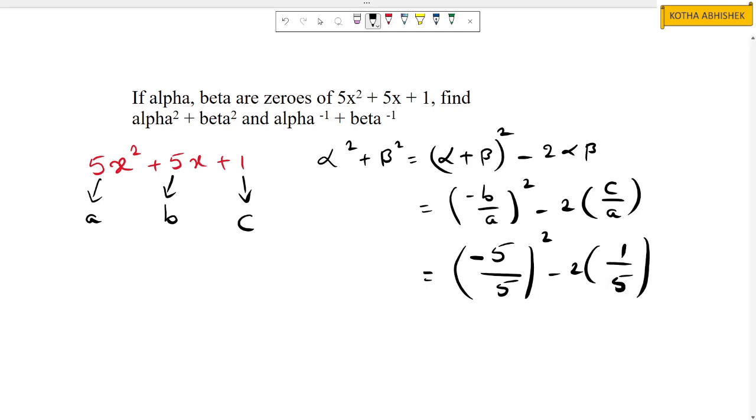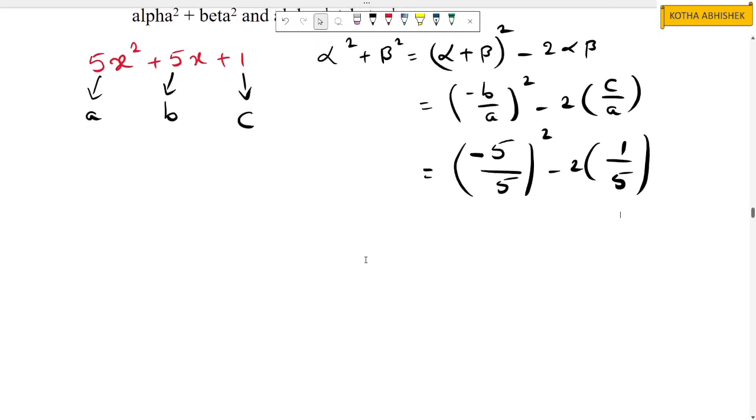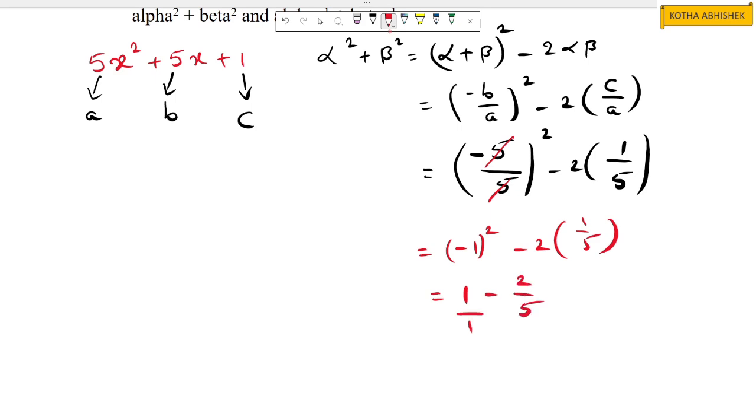Now let us try to simplify more this one. Here if you observe inside the bracket, both numerator and denominator are same, right? So we can cancel 5, then we will remain with minus 1 square as it is minus 2 times 1 by 5 equals, minus 1 square is 1 minus 2 ones are 2 divided by 5. This one also I am writing as 1 by 1. So let us do cross multiplication now. 1 times 5 is 5 minus 2 times 1 is 2 divided by 1 times 5 is 5, which equals 3 by 5. So alpha square plus beta square value is 3 by 5.